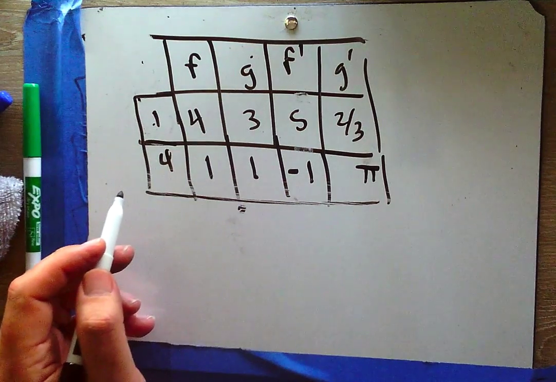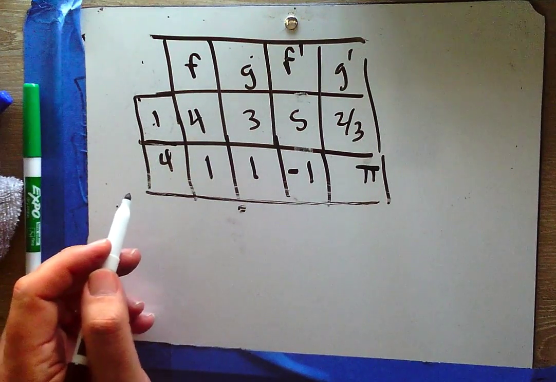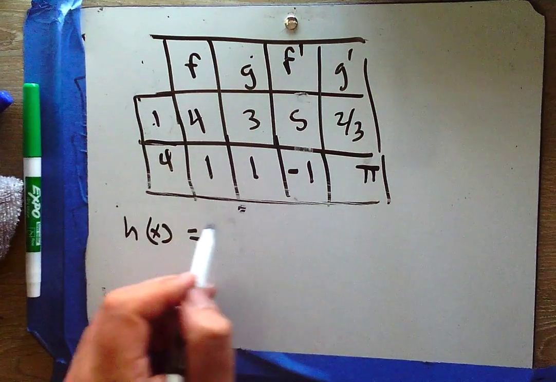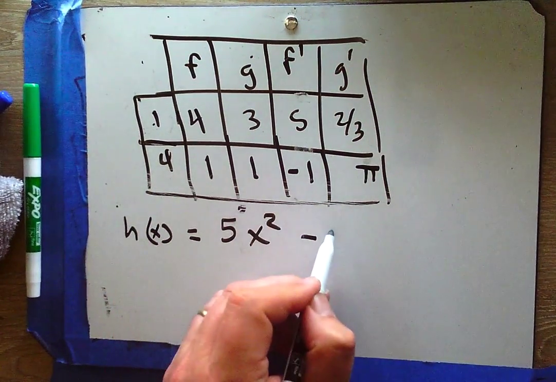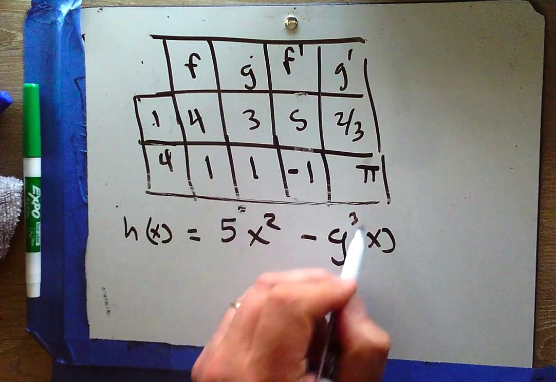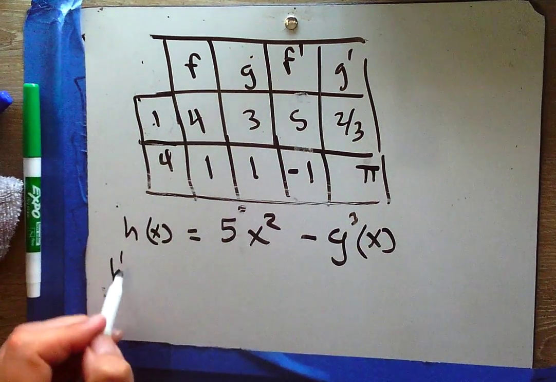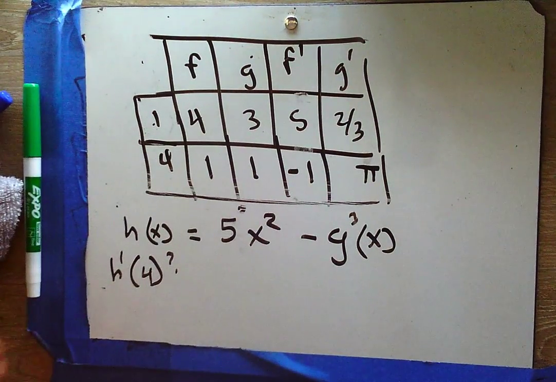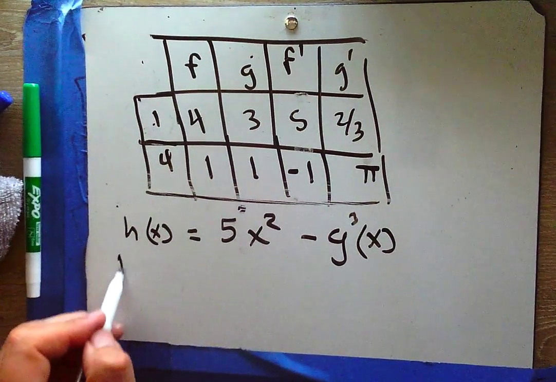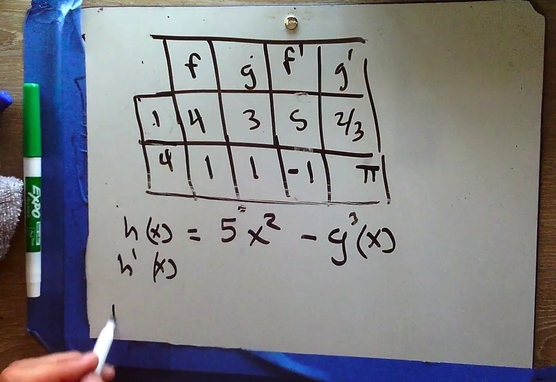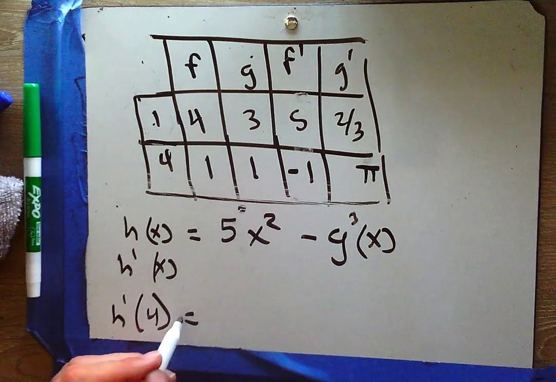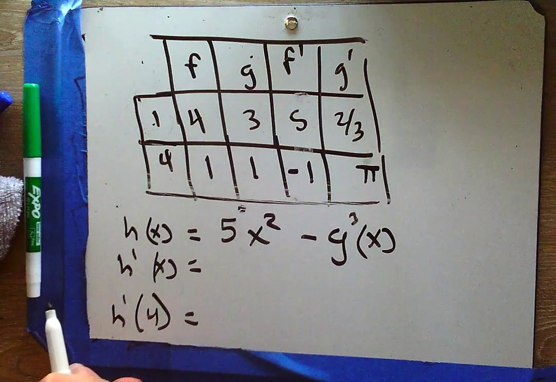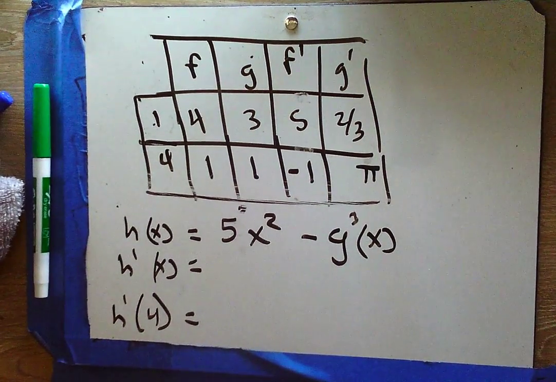How about h of x defined in this curious manner? And I'd like to know h prime of 4. So before I do that, let's find h prime of x, and then we can find h prime of 4. Okay? Go ahead, give it a go, see what happens. I'm hoping that this is starting to feel a little more comfortable for you.